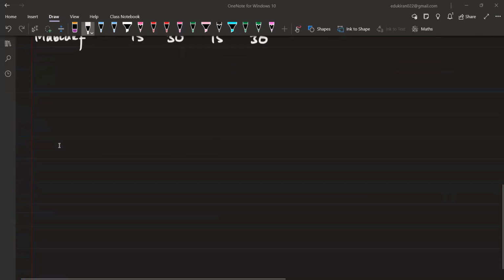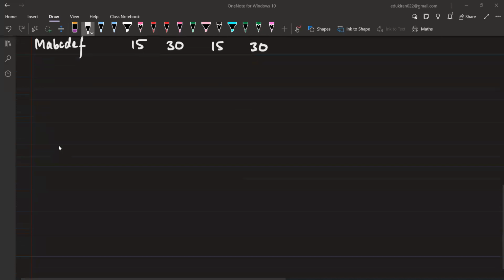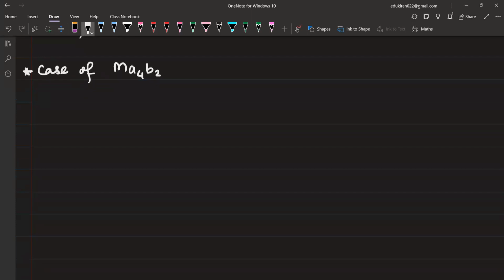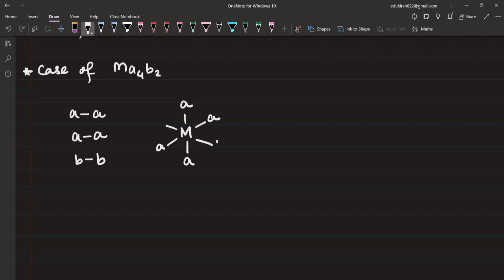Okay. Now, first of all, write the important case here, that is the case of MA4B2. Okay, this is an important case. Now, in this, how many geometrical isomers do we have? We have two geometrical isomers. We can have A opposite to A, A opposite to A, and B opposite to B. So in this case, how will you make it? Okay, metal. A opposite to A, A opposite to A, and then B opposite to B.